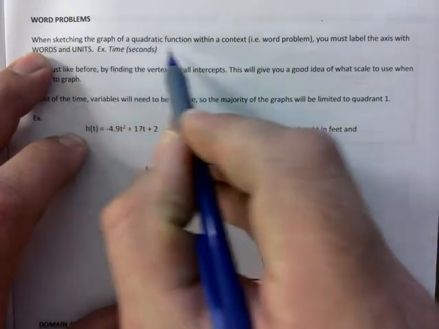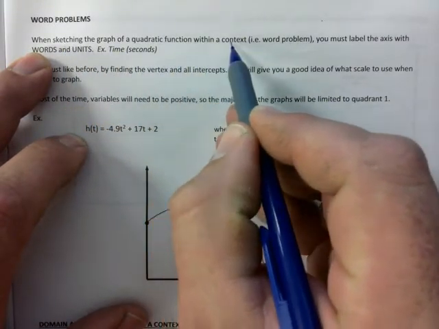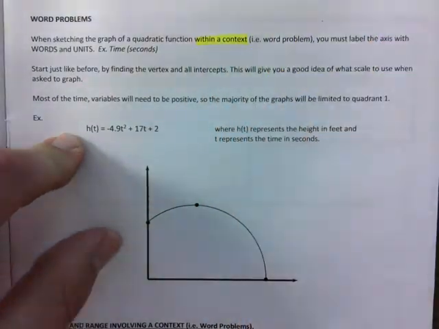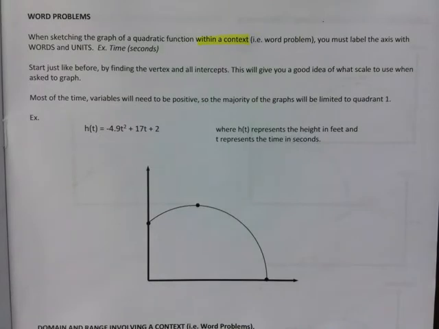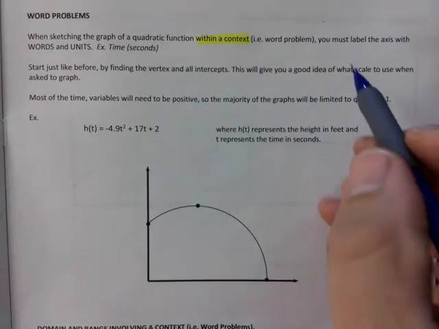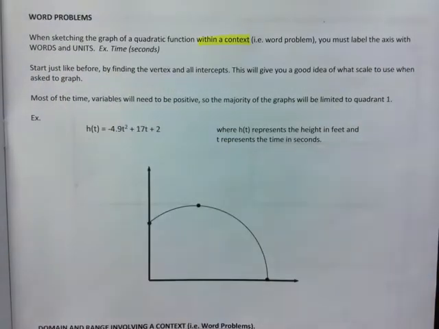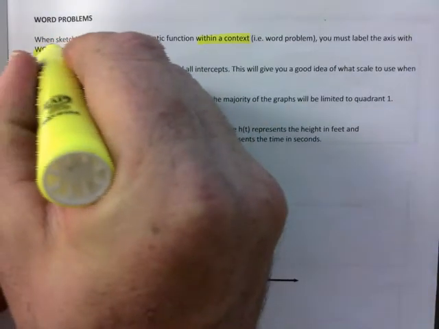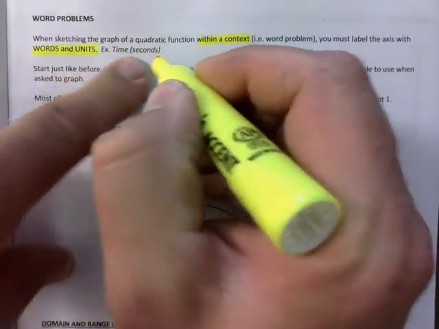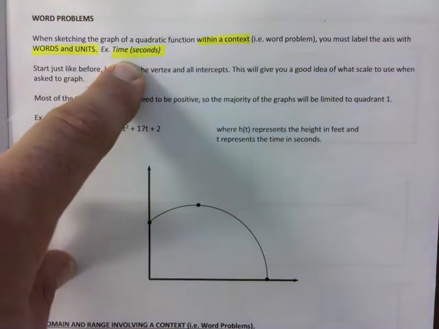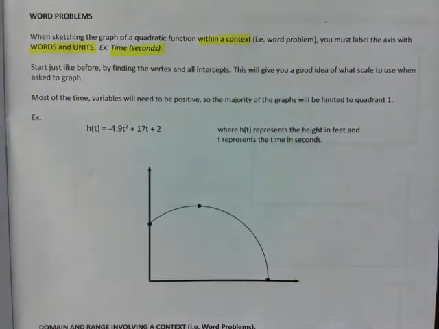When sketching the graph of a quadratic function within a context, right? So now we're talking contextual or within a context. There's a text around it. There's a word problem around it. Things mean something, right? You must label the x and y axis with words and units. Very important. You can't just put down time. It has to be time in what? Years, seconds, minutes. Whatever the problem tells you, you're going to make sure you add that to your axes. And I emphasize that if you don't, you will lose marks.